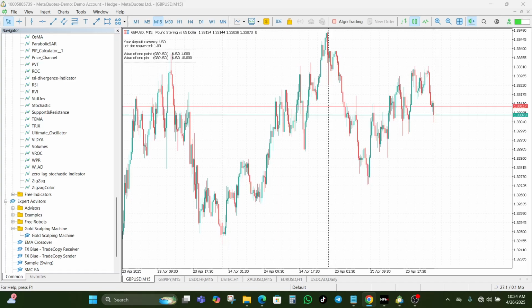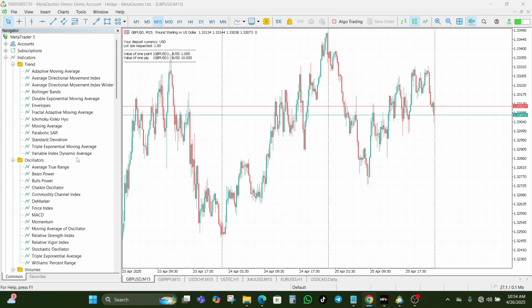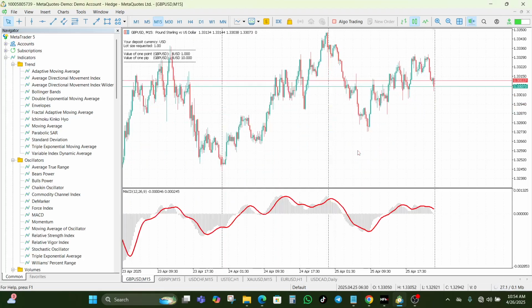Now let us just talk about the MACD, which is one of the most popular and trusted indicators worldwide. It's famous for helping traders catch momentum shifts and trend reversals. Let me just quickly add the standard MACD indicator to the chart, the moving average convergence divergence. In as much as this indicator is famous amongst traders worldwide, it has its limits, right?